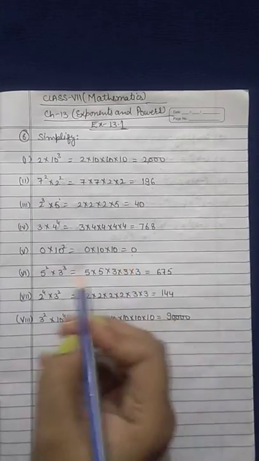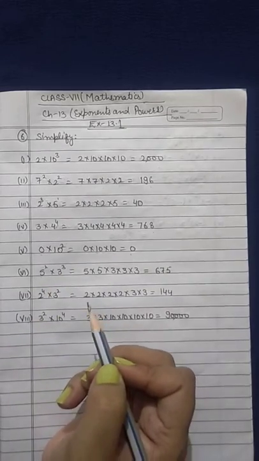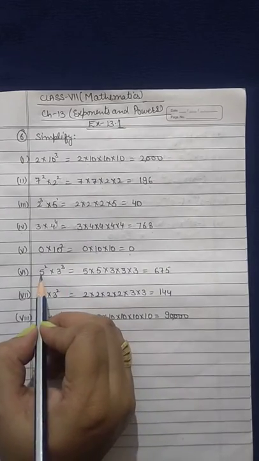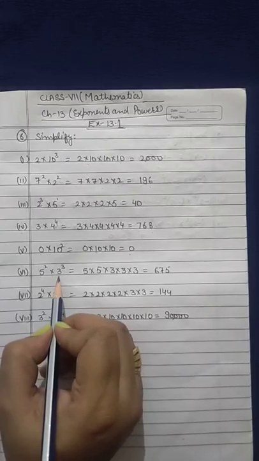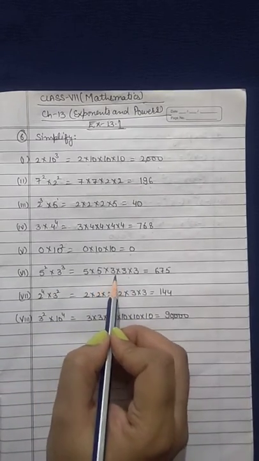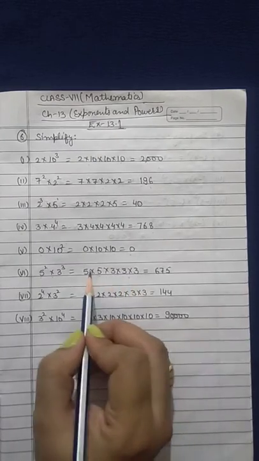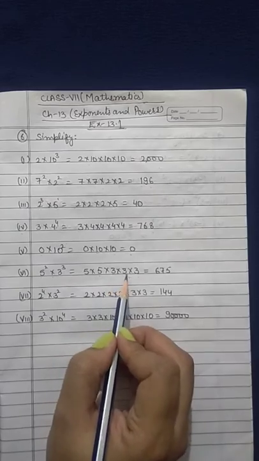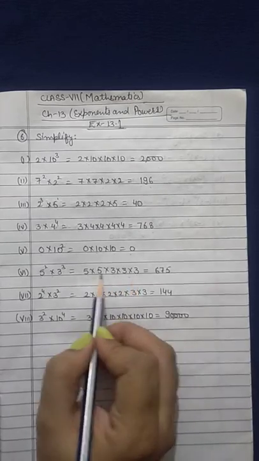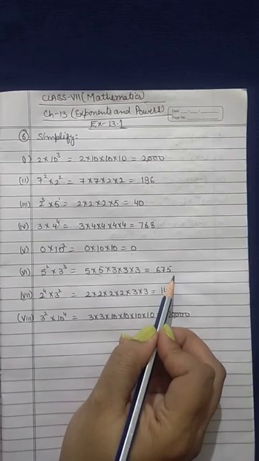Then in the next, sixth part we have 5 raised to power 2 multiply 3 raised to power 3. That means we multiply 5 with 5 and then 3 with itself three times. So write 5 multiply 5, then 3 multiply 3 multiply 3. 5 5s are 25, then 3 3s are 9, 9 3s are 27. Now we multiply this 25 with 27 and we get 675.